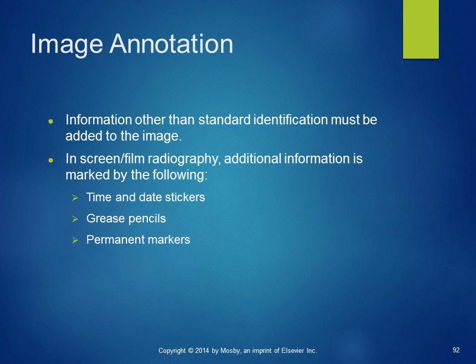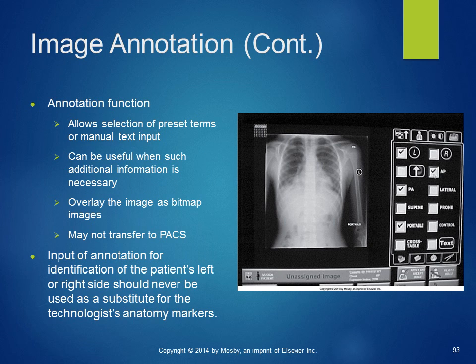Annotation. You all know annotation. So back when we used film screen radiography, we used to use a marker. So we had grease pencils or permanent Sharpies, and time and date stickers. So this is information other than standard identification that must be added to the actual image. The function allows selection of preset terms or manual text input. It can be useful when such additional information is necessary.